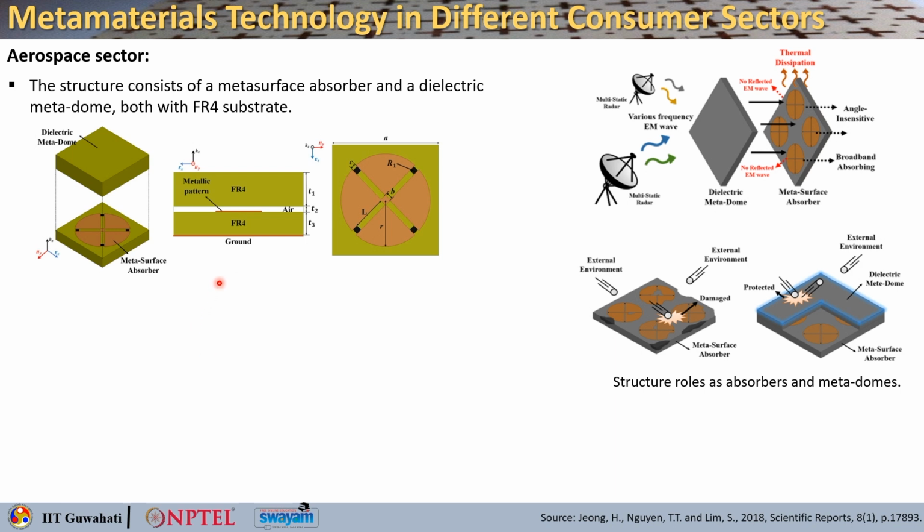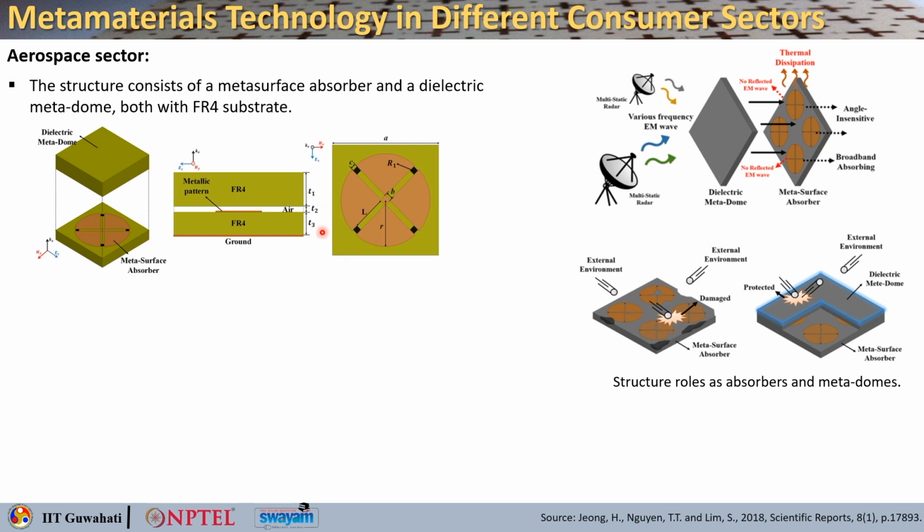So, you can see that the structure basically consists of a metamaterial absorber, or you can say metasurface absorber, and then it has a dielectric metadome, both with an FR4 substrate. So, the top layer is giving you the physical or mechanical protection, right. So, the metadome structure has broadband absorptivity in addition to its protecting properties and polarization insensitivity. So, this is a typical structure.